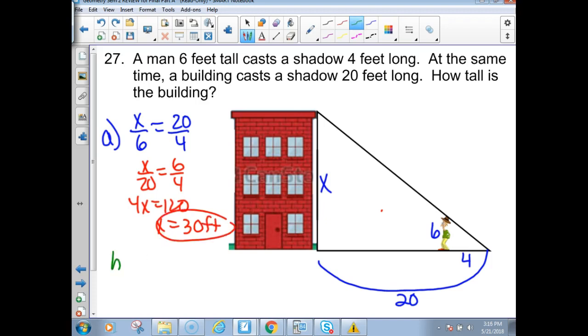Part B asks another part. It says, how far is the man standing from the building? Yeah, this is 4, that's 20, so this would be 16 feet. And then what's part C? Oh, these are right triangles, so it would be side angle, side similar. Is that all it needed? Okay.